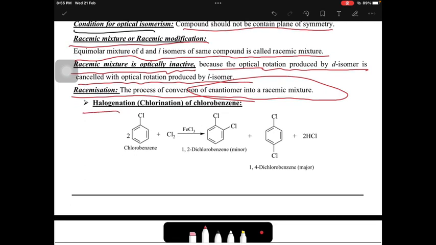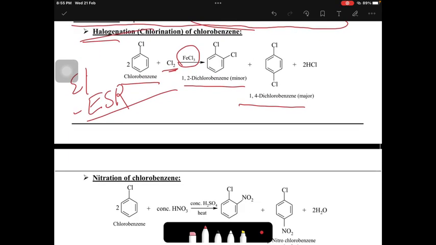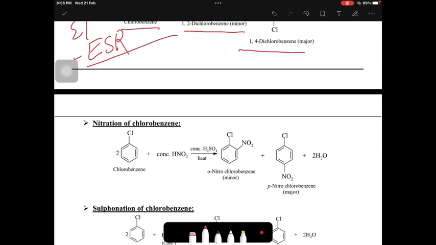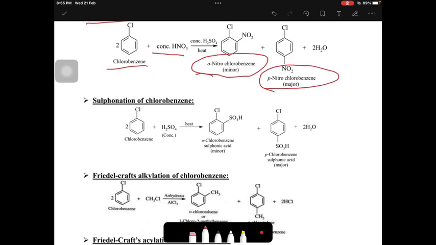Next, electrophilic substitution reactions, ESR. First one, halogenation. Chlorobenzene reacts with chlorine in the presence of FeCl3 to give 1,2-dichlorobenzene and 1,4-dichlorobenzene as the major product. Nitration: when chlorobenzene reacts with HNO3, it gives ortho-nitrochlorobenzene as minor and para-nitrochlorobenzene as major.